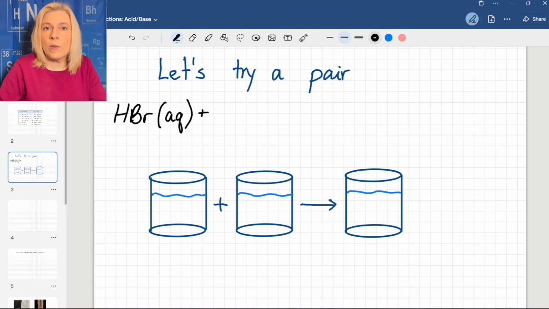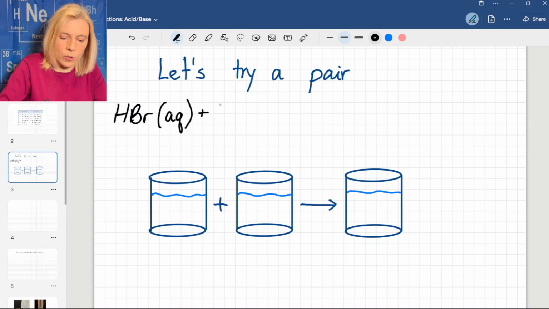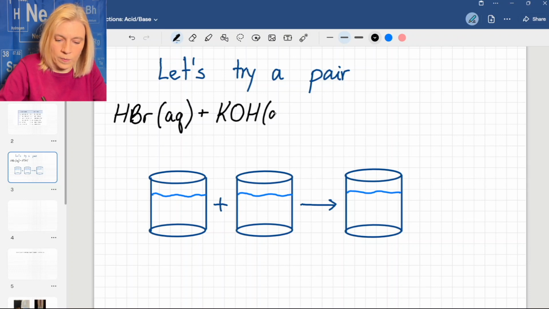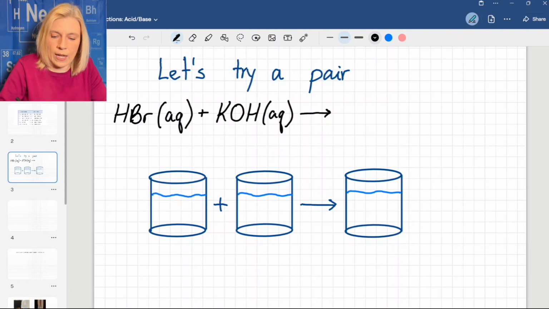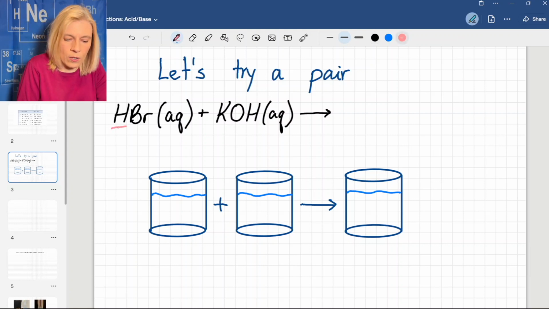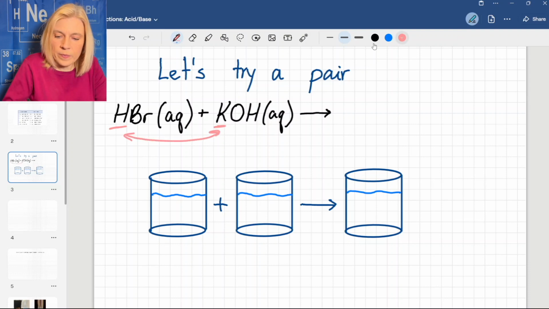So we're going to say it's aq. Plus, what was the base we were going to use? Oh, we're going to use potassium hydroxide, aq. And it's our double replacement reaction. So what's the first step? We're going to switch the cations. Here we go. So hydrogen and potassium are going to switch places.